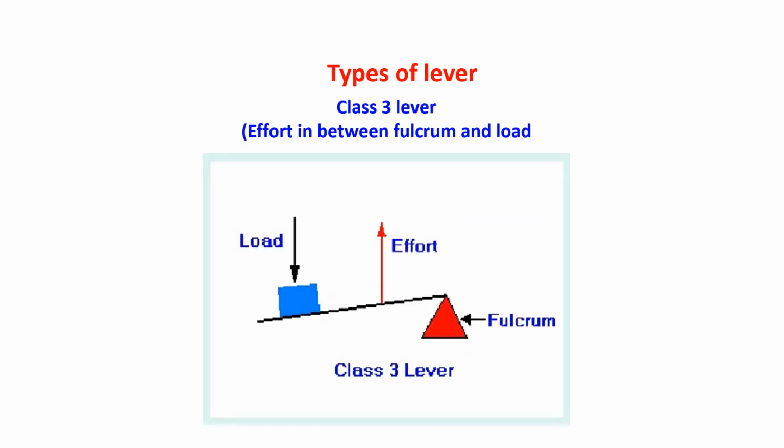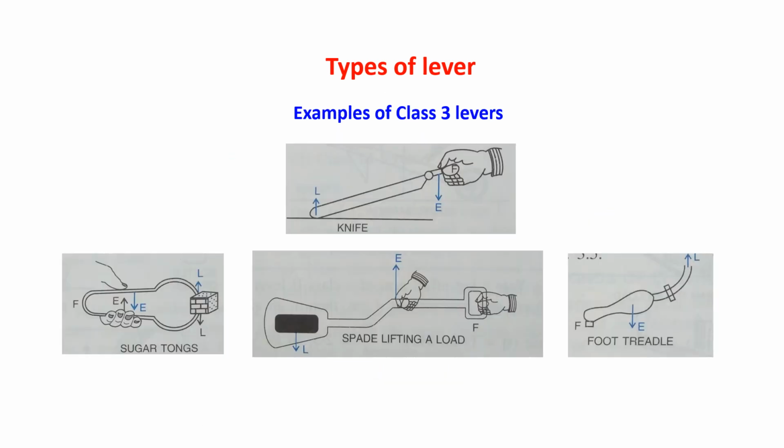Class 3 lever, when effort is in between the fulcrum and the load. Effort is in between the load and the fulcrum. Some examples of class 3 lever: knife, you can see it is shown here. Then sugar tongs. Then spade lifting a load. Foot treadle, etc.